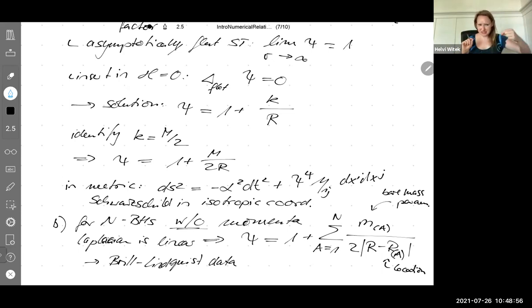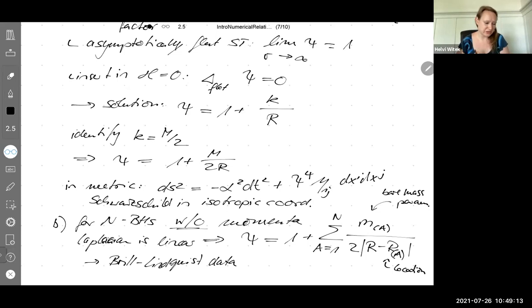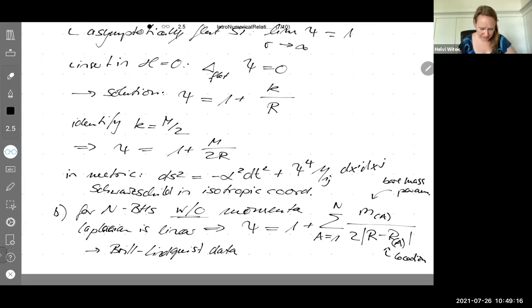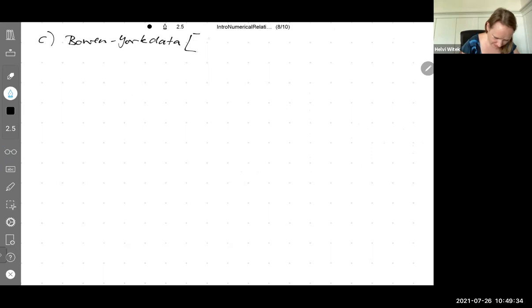Now, of course, we are interested in spacetimes with black holes that are on quasi-circular orbits, so we need to give them a boost. We need to add the linear momenta. I have one minute, so I will just write down the names for you to look up, to know what's implemented in the Einstein Toolkit. The last one here is what we typically call Bowen-York data. I will add in a second, because that was actually extended by Brandt and Brügmann for multiple black holes.